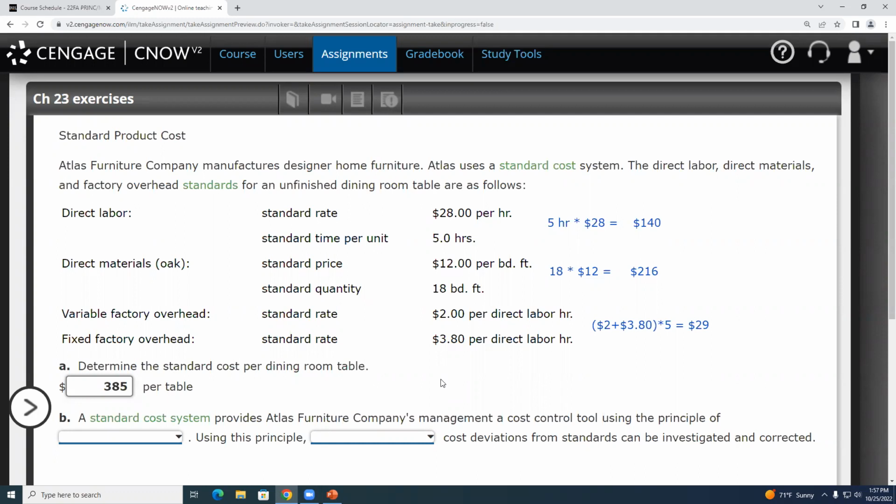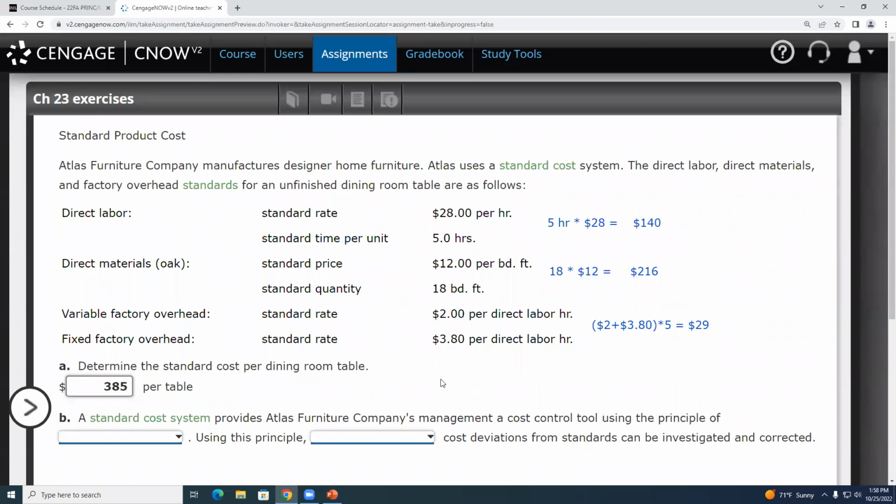But then at the end of the period, we have to reconcile that. We don't get to report on our financial statements what we wanted to have happen, what we thought was going to happen. We have to report actual costs. And so if we're using a standard costing system, that happens at the end of the period. We compare, we analyze, here's what our records show, $385 per table. Here's what actually happened, and we're going to need to do an adjustment for those differences.